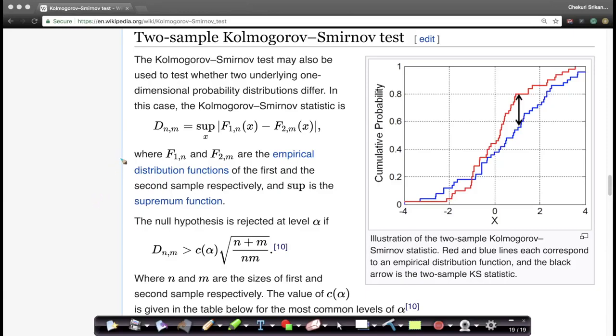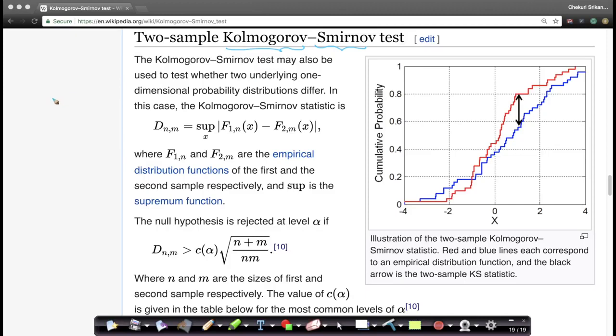Let's learn a very interesting test called the KS test, where K stands for Kolmogorov and S stands for Smirnov, two brilliant mathematicians and statisticians. And this is a very interesting test. Let me tell you what this test is all about.